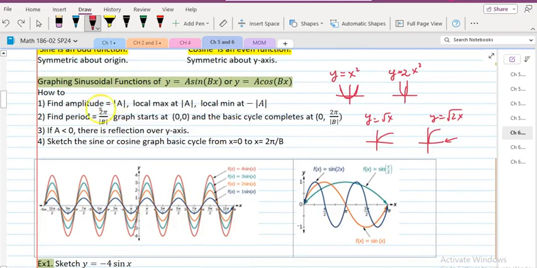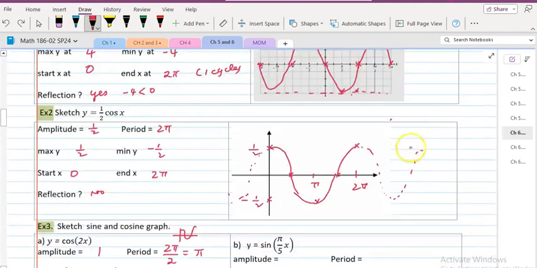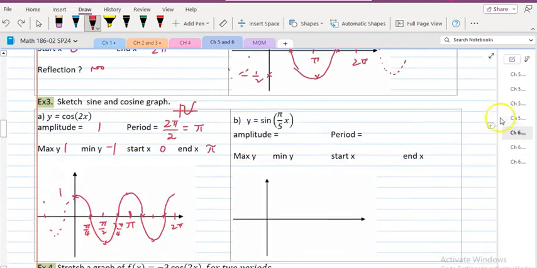So when you graph it, you find the amplitude, which is absolute A. You find the period, which is 2 pi over absolute of B. And the cycle completes starting at 0 and ends at 2 pi over B. If A is less than 0, that's reflection. So let's do sine of pi over 5 x. So this is B. It affects the period, right? So amplitude is 1 because outside there's nothing. So it will be 2 pi divided by pi over 5.